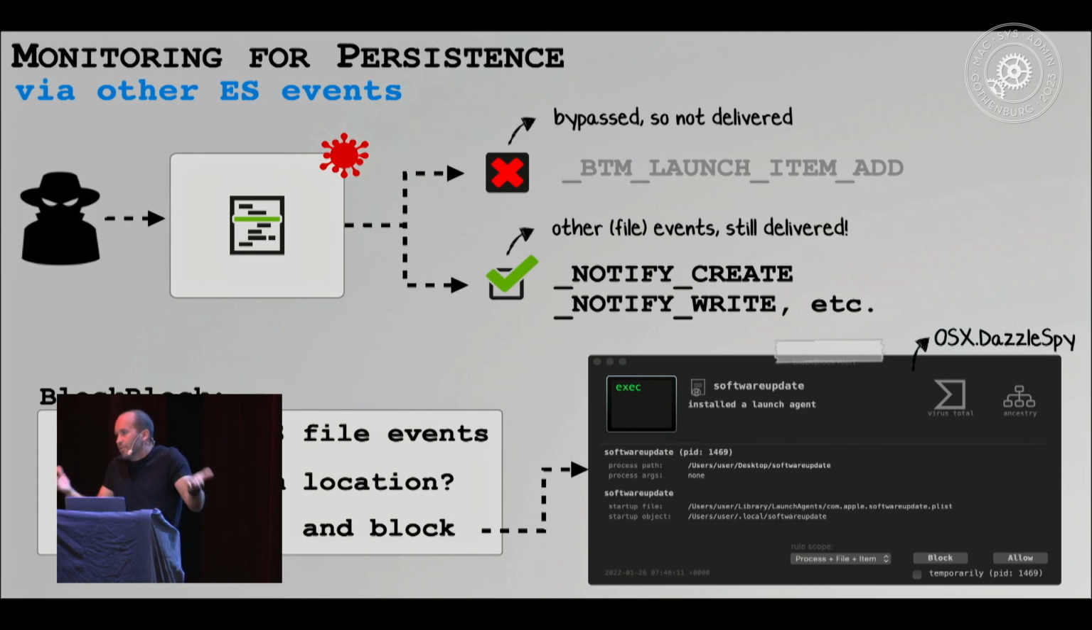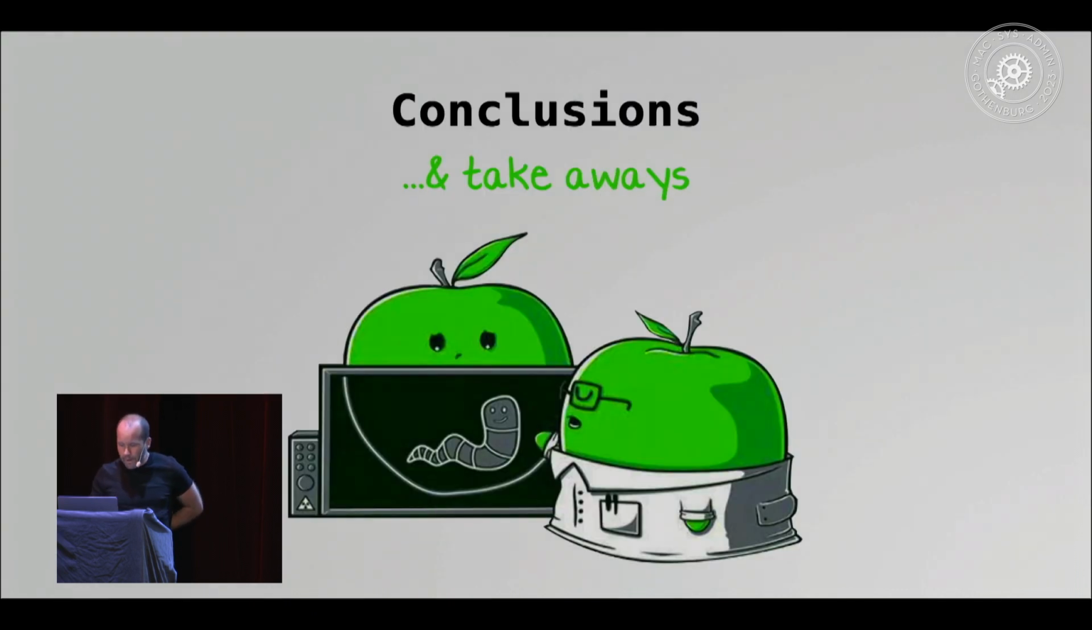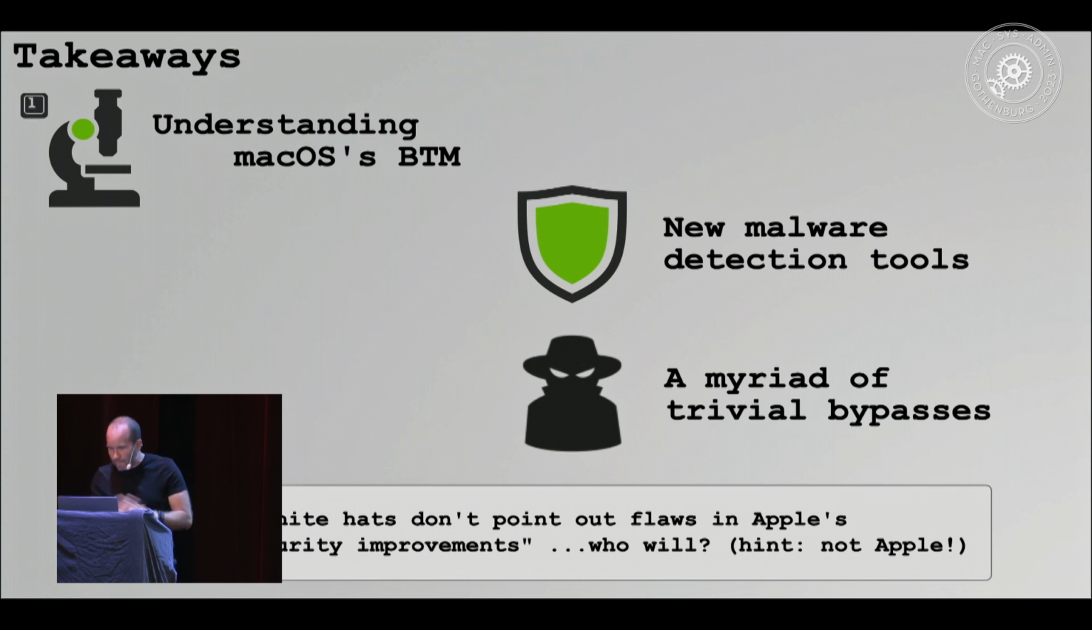It monitors the file system. So when something persists and copies itself to the launch daemons directory, BlockBlock or any third-party security tool can monitor for file system notifications. We'll get an alert and then can go examine that, and detect and block it. So basically, don't rely on the BTM launch item add Endpoint Security message. Maybe fall back to, for example, the file events. All right, conclusions and takeaways, and then we'll try the demo.